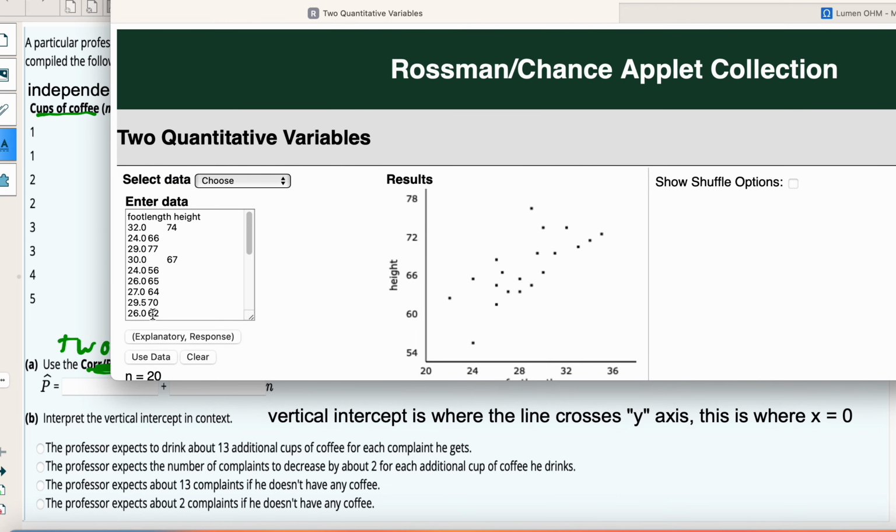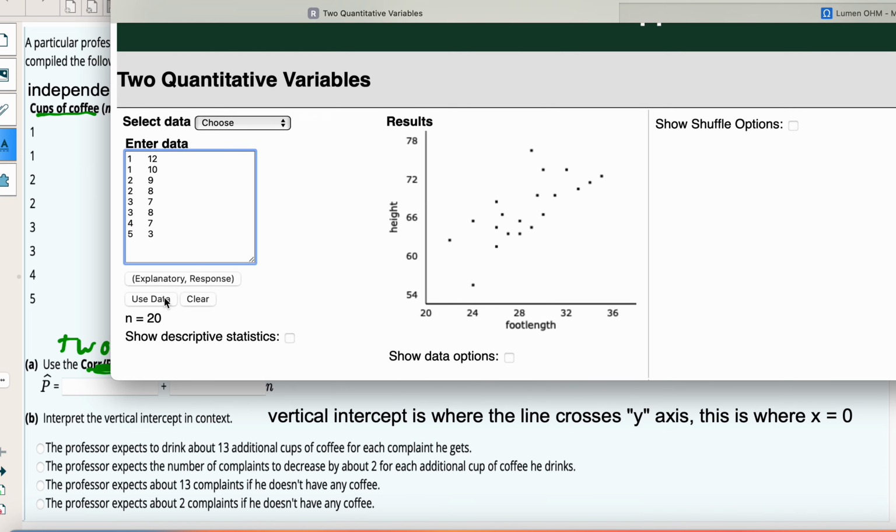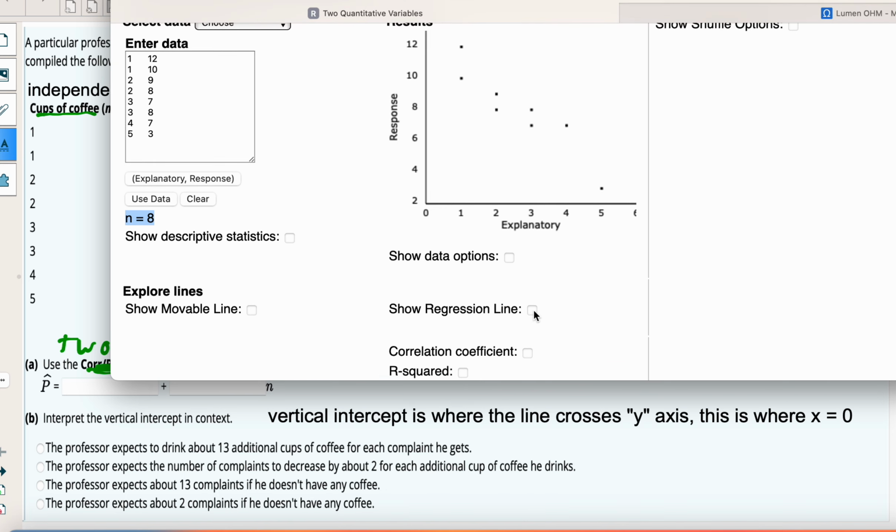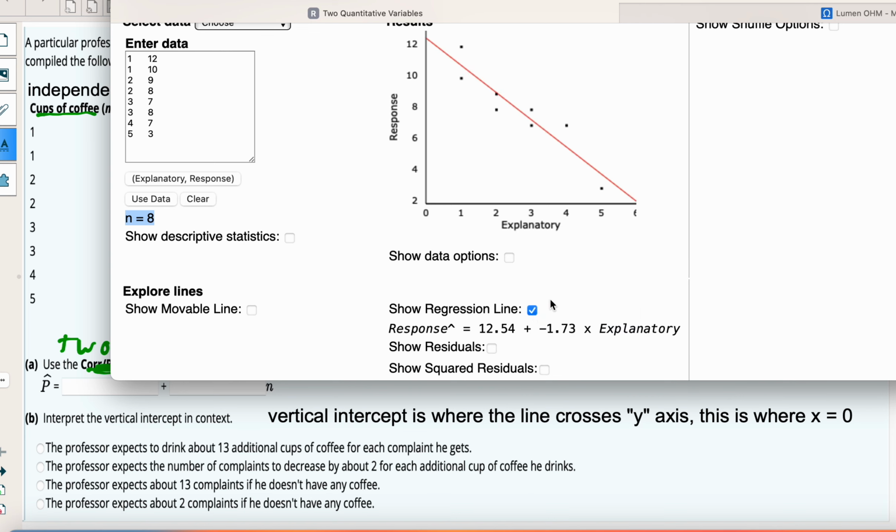What we want to do is clear this data out, and cut and paste the data from our problem. We need to click Use Data. Now you can see here we've got the 8 days of data. It produced a scatter plot over here. So we want to click Show Regression Line, and what the applet does is draw this line of best fit here. This is that line of best fit.